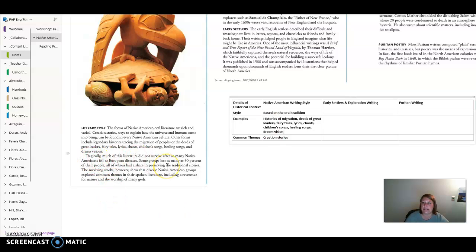Tragically, much of this literature did not survive after so many Native Americans fell to European diseases. Some groups lost as many as 90% of their people, all of whom had a share in preserving the traditional stories. The surviving works, however, show that diverse Native American groups explored common themes in their spoken literature, including a reverence for nature and a worship of many gods. So if we're reading stories that really value and champion nature, or nature is its own entity, we might be reading early Native American writing.